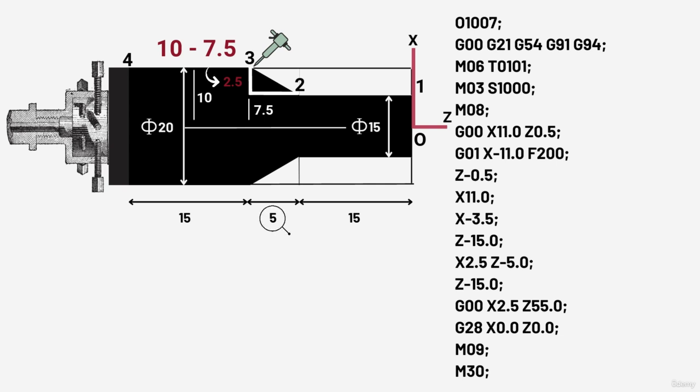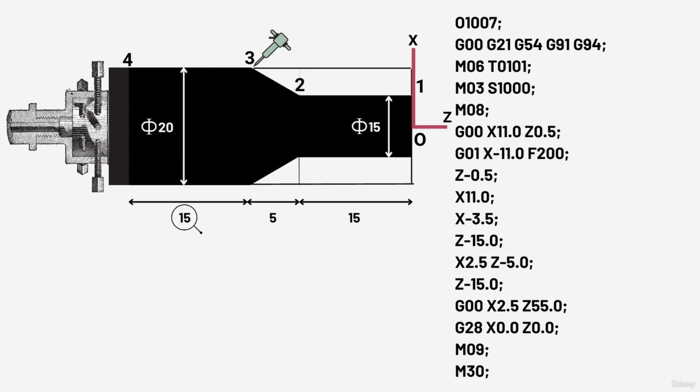is given for z-axis. Now from point 3 to 4, a linear interpolation of 15 mm is required. So for this, we will give the command Z minus 15.0. And hence, the final geometry is now obtained. So we will begin retracting the tool, following the same procedure as in case of absolute approach. The rest of the code is relatively similar.